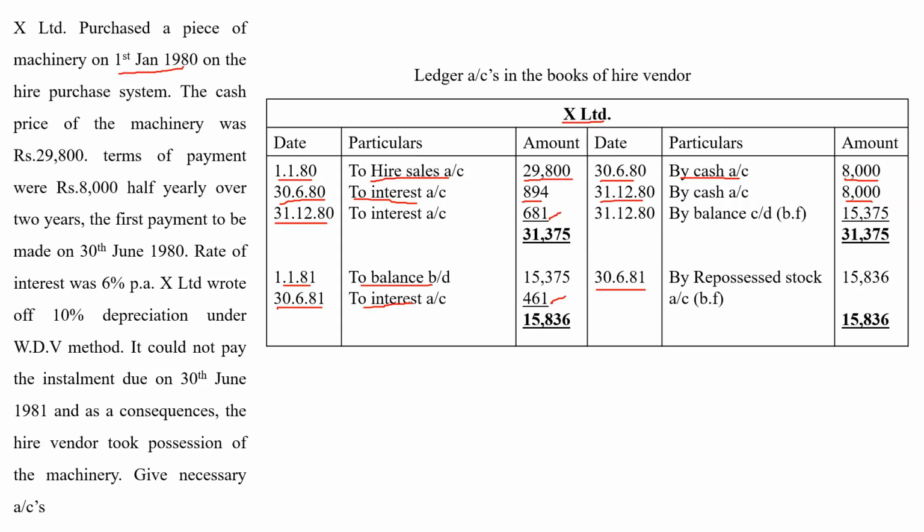So transfer the whole balance. Actually, the balancing figure only we are transferring to repossessed stock account. The seller, the hire vendor, is taking back the goods on default by the buyer. So the total amount is transferred to repossessed stock account. So I hope you understood how to calculate repossessed stock account, how to do ledger accounts in the books of the hire purchaser and hire vendor when there is default and complete repossession.